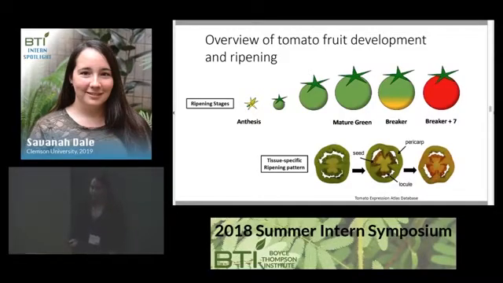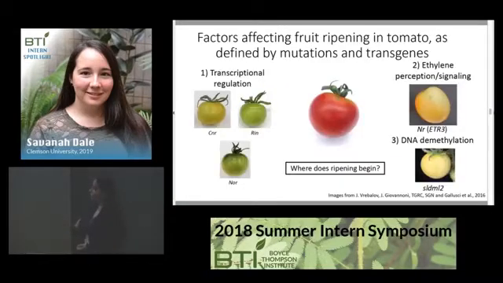So what are some of the factors that affect fruit ripening in tomato? First, we have transcriptional regulation. So these are all mutants where a transcriptional regulatory factor has been disrupted in some way, and as you can see, they do not undergo proper ripening. We also have ethylene signaling inhibition. This is a never ripe mutant, which is partially ethylene insensitive, so it also does not undergo proper ripening. And finally, we have this SlDML2 mutant, in which SlDML2 is not being properly expressed, and it does not undergo DNA demethylation. So out of these three, DNA demethylation is the least well-known and researched, and that is what I have been focusing on in my research project.